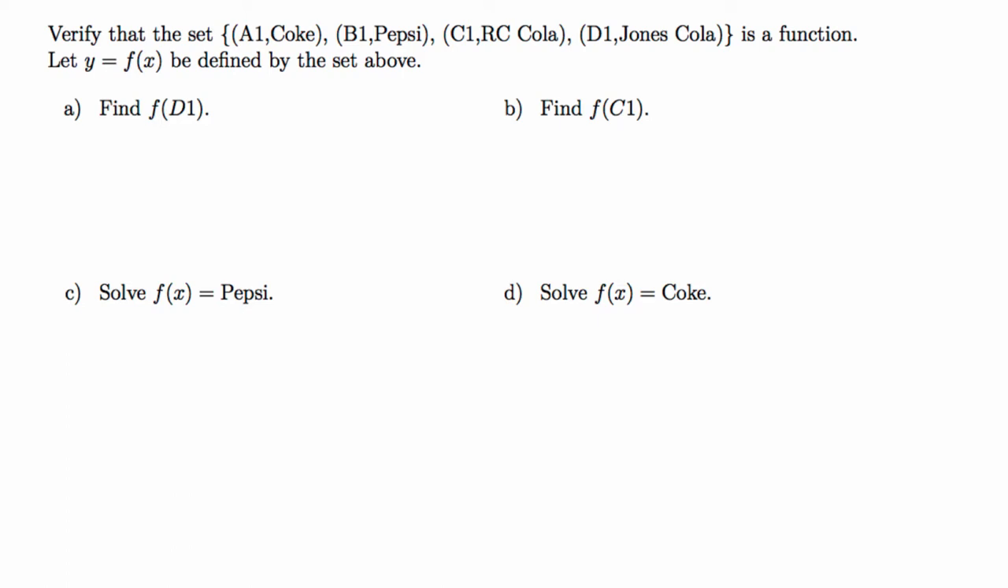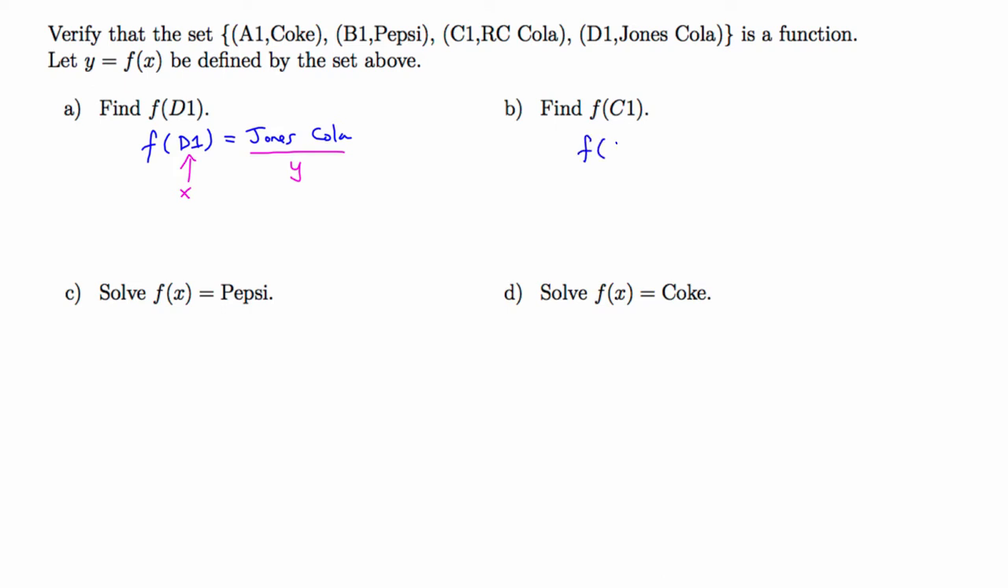So when we go to use this function notation, and we are asked to find f of D1, we need to recognize that what is being given inside the parentheses is always an x value. And so being asked to find f of D1 is really the question, what y value is the x value D1 paired with? Well, if we look through the list and we find D1 as an x value, we can see that D1 is paired with Jones Cola. So f of D1 will equal Jones Cola. It equals Jones Cola because Jones Cola is the y value paired with the x value of D1.